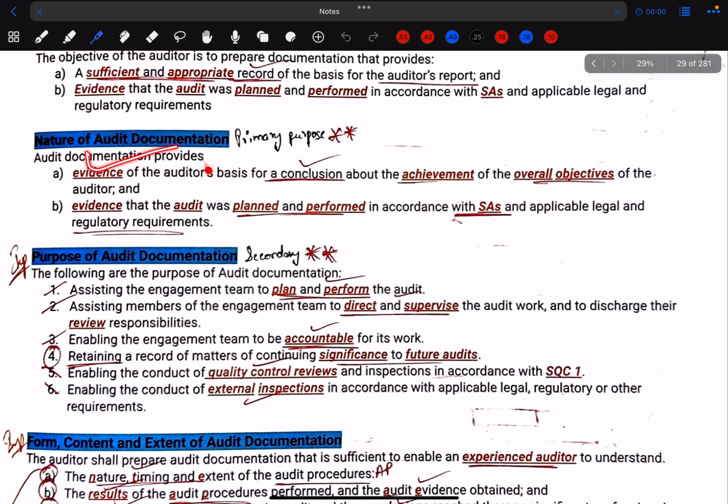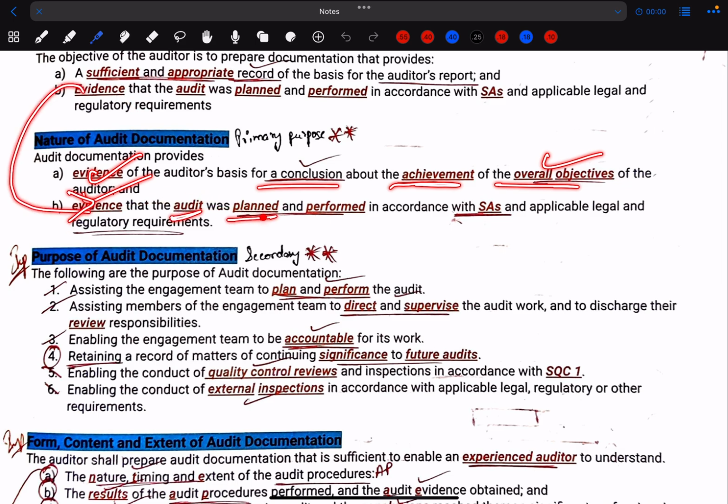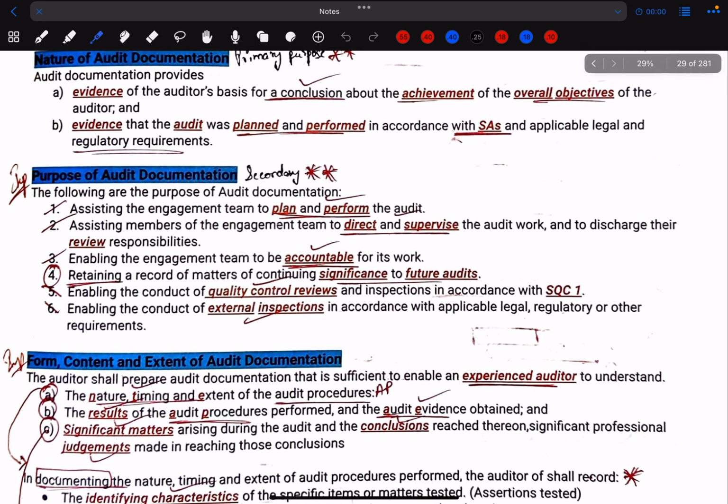The first one is evidence of the auditor's basis for the conclusion about the achievement of the overall objectives of the auditor. Simple, audit documentation provides the evidence. The second one is evidence that the audit was planned and performed in accordance with SA and applicable legal and regulatory requirements.